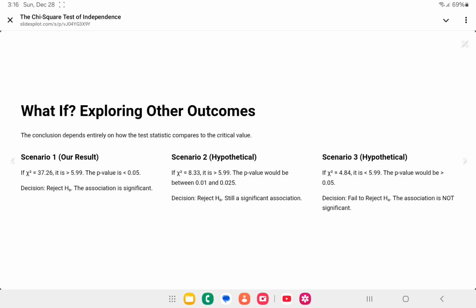However, if the observed chi-square were 4.84, the p-value will lie between 0.1 and 0.05, and the association is no longer significant, or we fail to reject the null hypothesis since the p-value is now greater than 0.05, or because the test statistic is no longer greater than the critical value. Therefore, we don't have enough evidence to conclude that age and AI usage are dependent in this case.